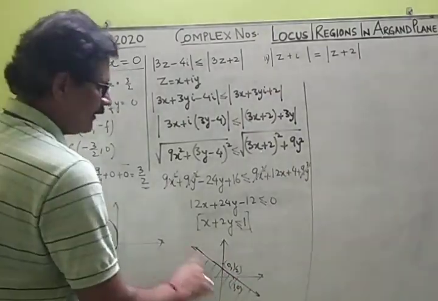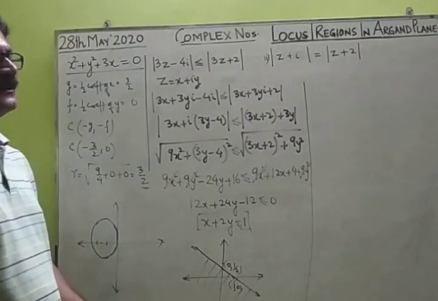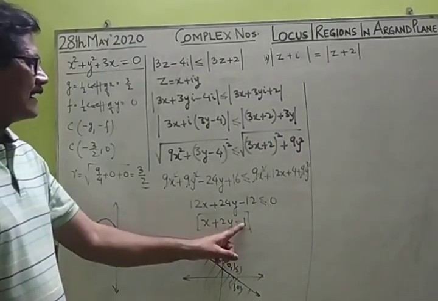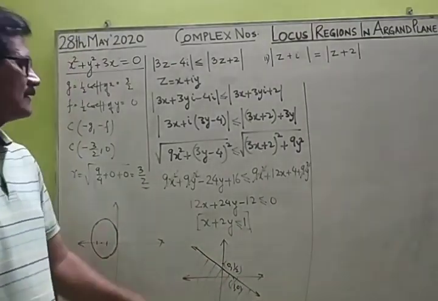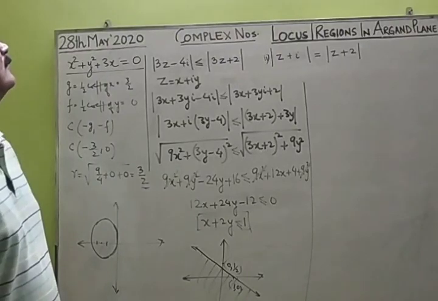And points on the line. The points on the line will also satisfy the equation, because equality is there. So points on the line as well as this region will satisfy this equation. Okay?